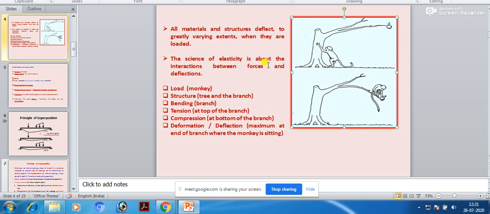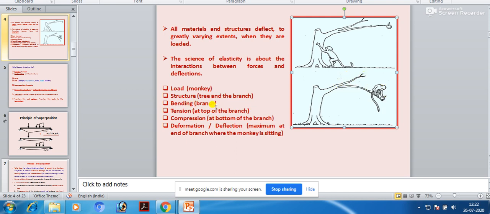So we will be studying the elasticity part in terms of the forces and deflection: what are the forces acting on a structure, and because of those forces how the deflections are happening in the structure, and whether those deflections are within the permissible limit of the structure. Now take this example. What is the load? The load is the monkey in this case. What is the structure? The structure is the tree and this branch.